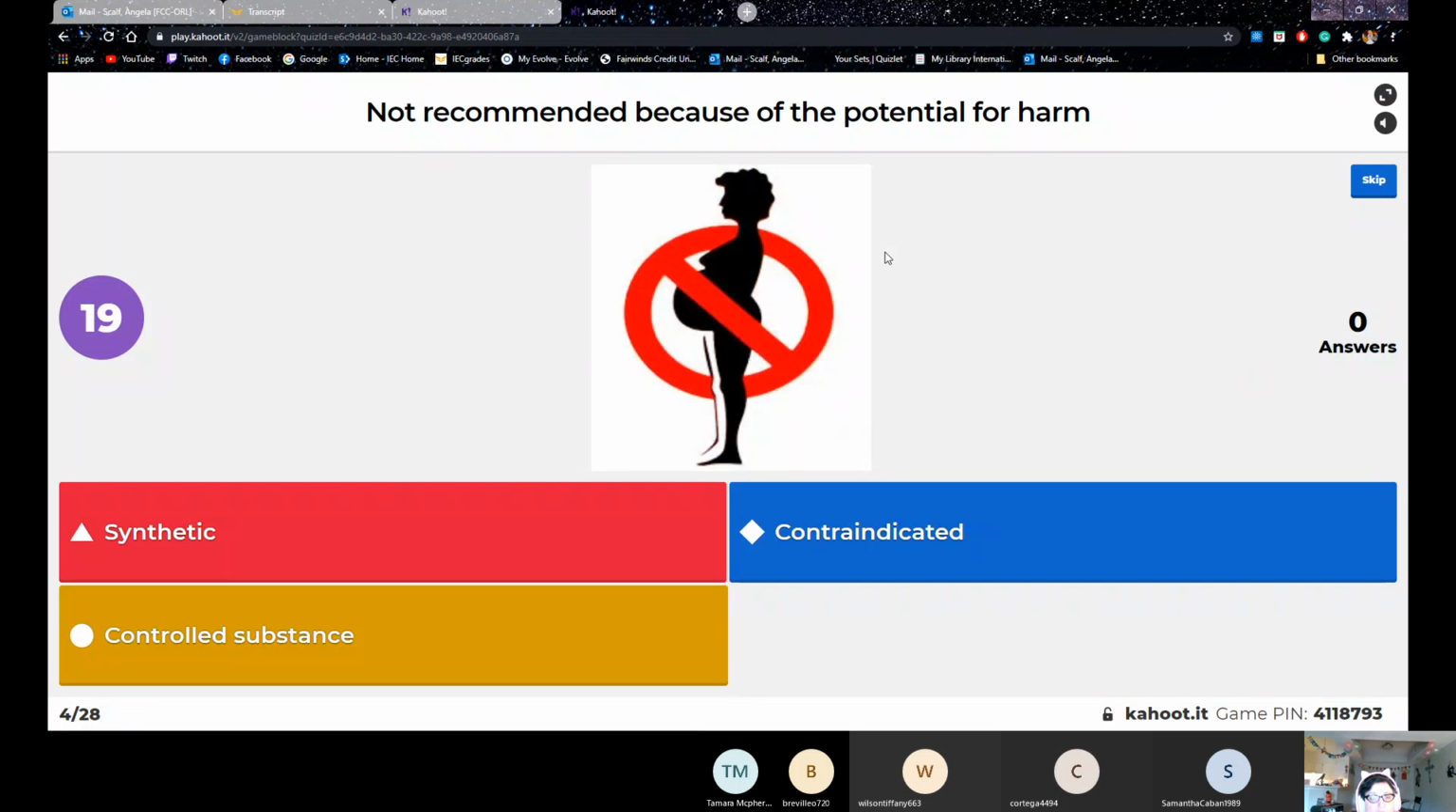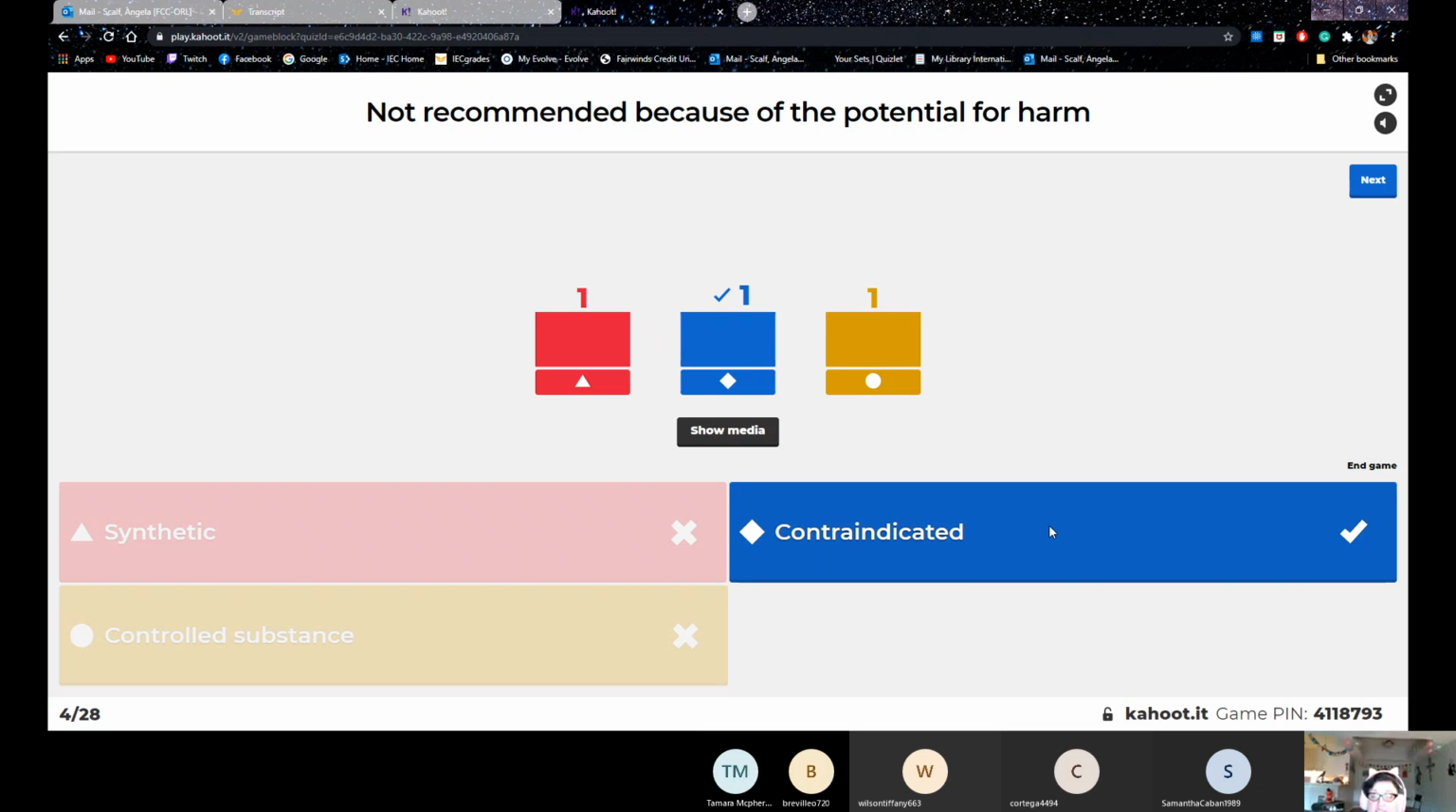Not recommended because of the potential harm. What is that term? Contraindicated. It means to go against. We would not give a medication that was a class X to a pregnant person, right? Because it would be a contraindication. Can anybody else give me an example of a contraindication?